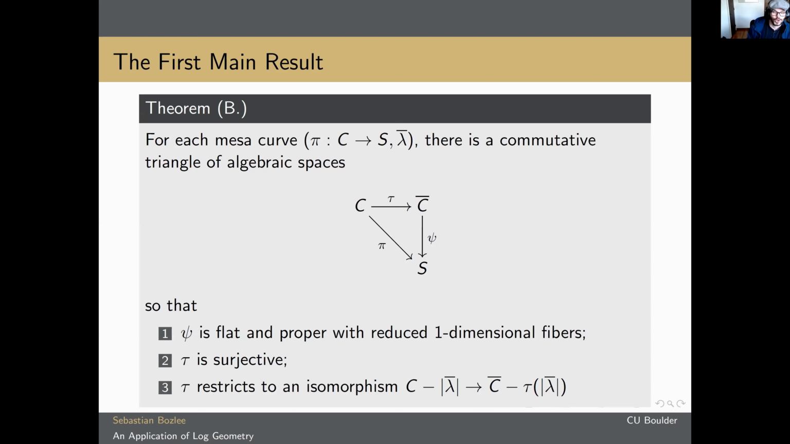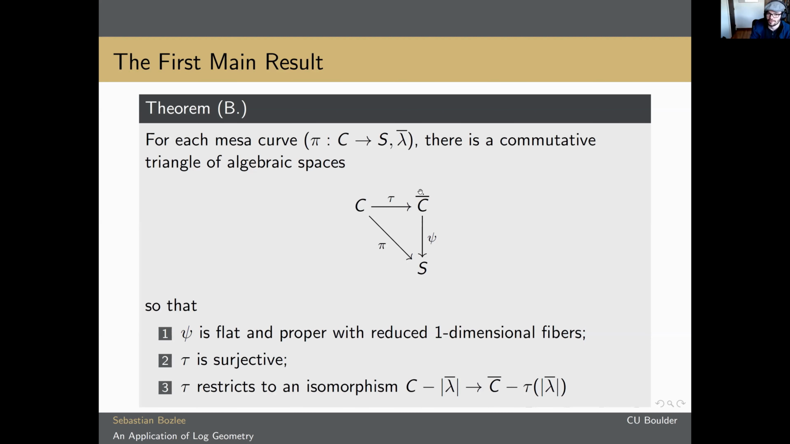Okay, so for each mesa curve, so log curve plus a section of the characteristic sheaf, there's a commutative triangle of algebraic spaces, where here's our original curve, here's our new contracted family of curves, and here's a map that realizes that contraction, collapses the stuff that we wanted to collapse. And then we have a lot of things that we say about that map. So the new family of curves that we get actually is a family of curves. It's flat and proper, and it has reduced one-dimensional fibers.